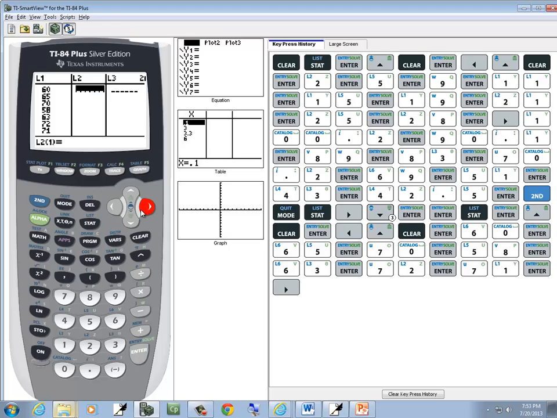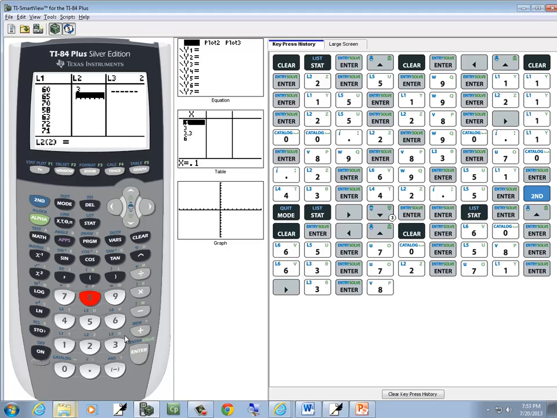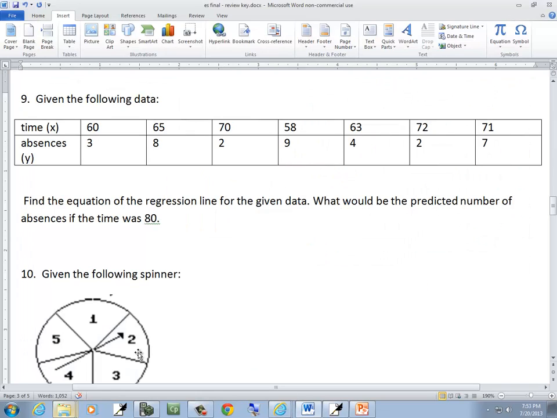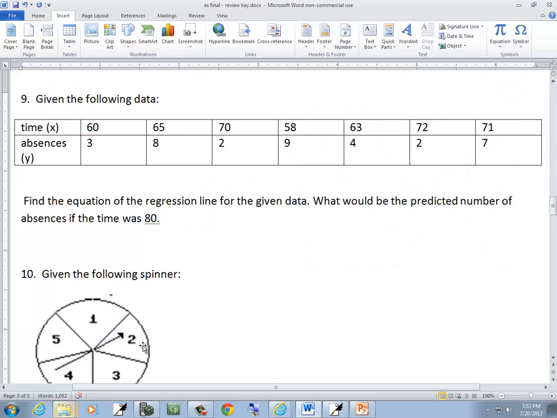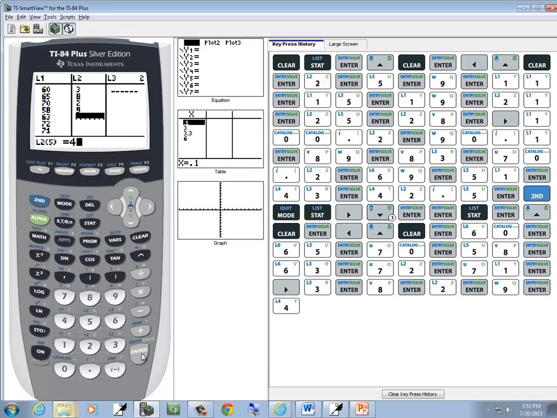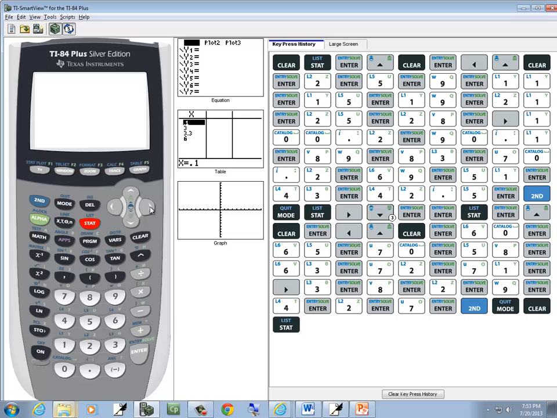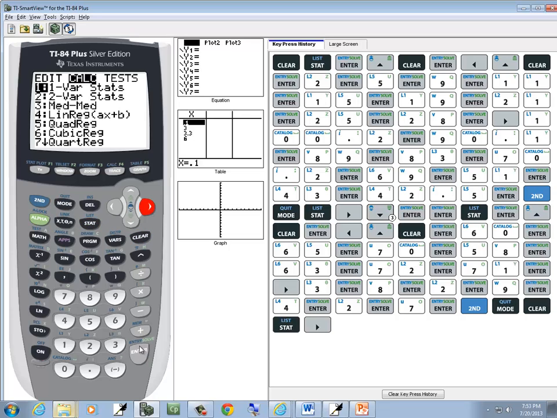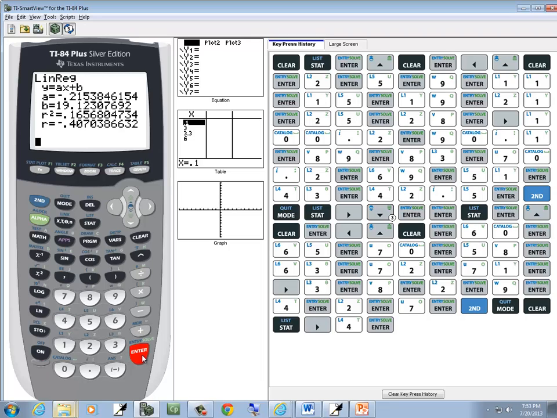Right arrow over to L2, and I'll put in my absences. So I got 3, 8, 2, 9, 4, 2, 7. Okay, so I'm going to exit out. I'll press my Stat button, right arrow to Calc, choose number 4, linear regression. I was going to do one of our other stats. That wouldn't have been right. And that's going to give us our A and B.